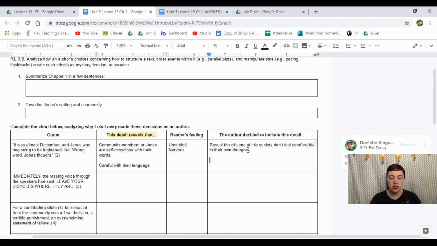The author decided to include this detail to set up the explanation of the plane and to introduce Asher's lack of language skills. Because again, we've already read the whole chapter. We know that Asher does not have as careful of a grasp on his language as Jonas does. So having Jonas have this self-doubt thought also sets up the path for Asher to get introduced.